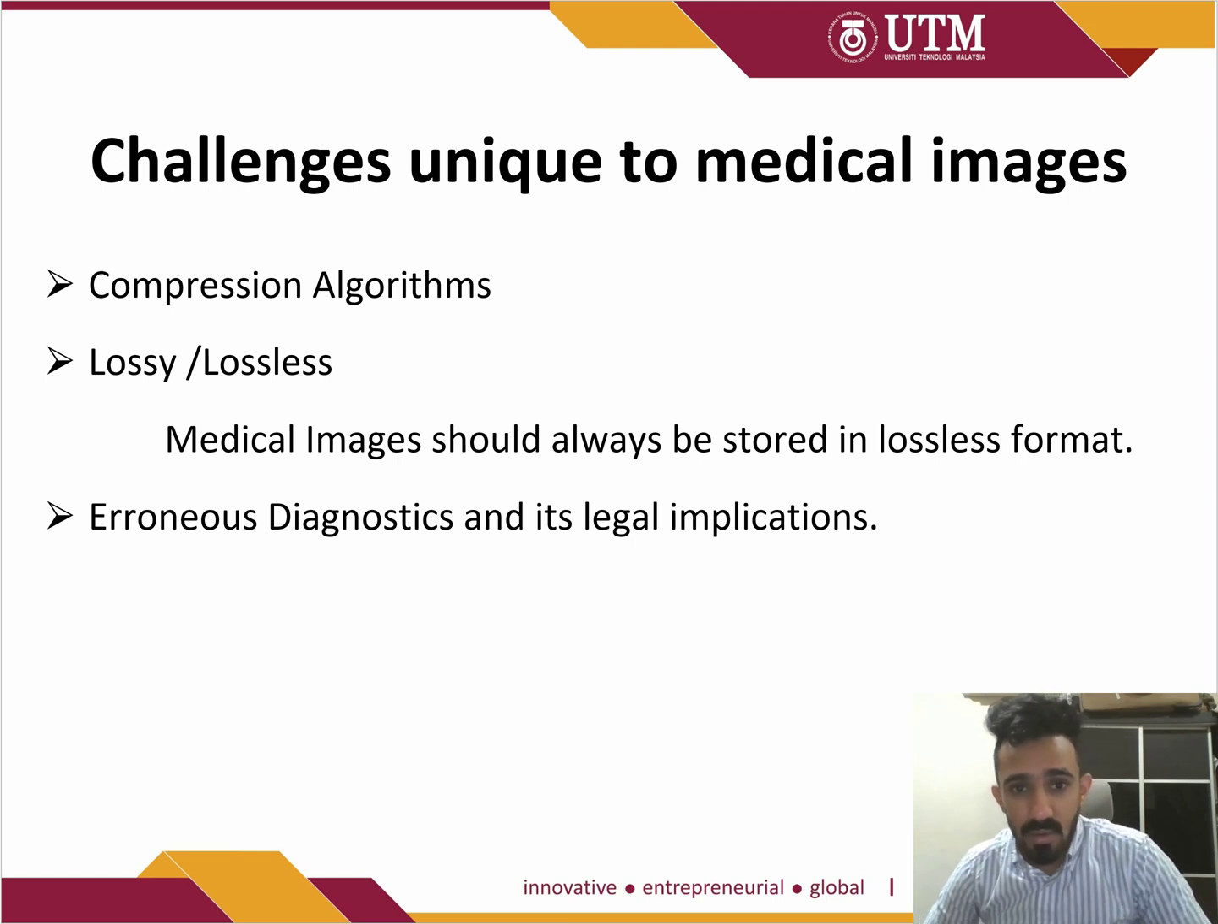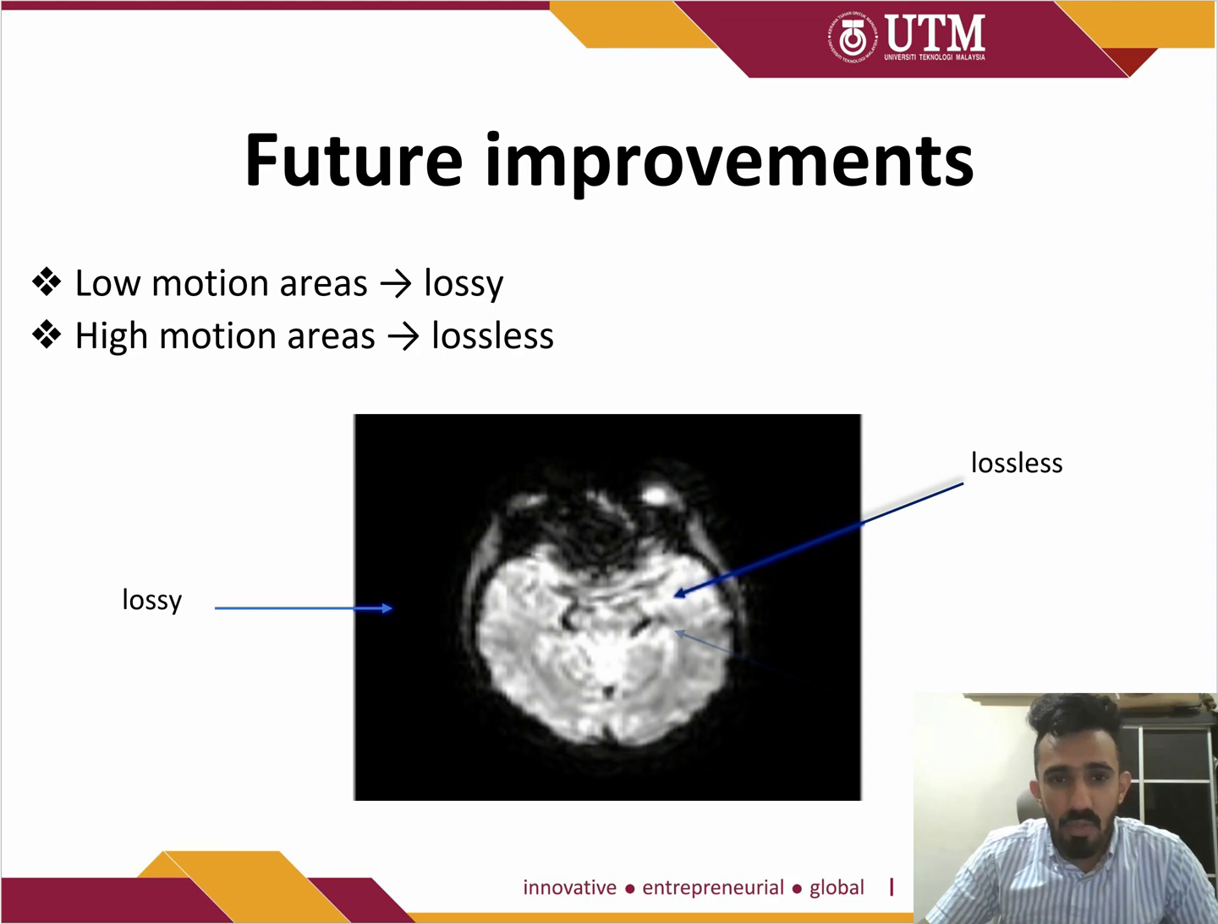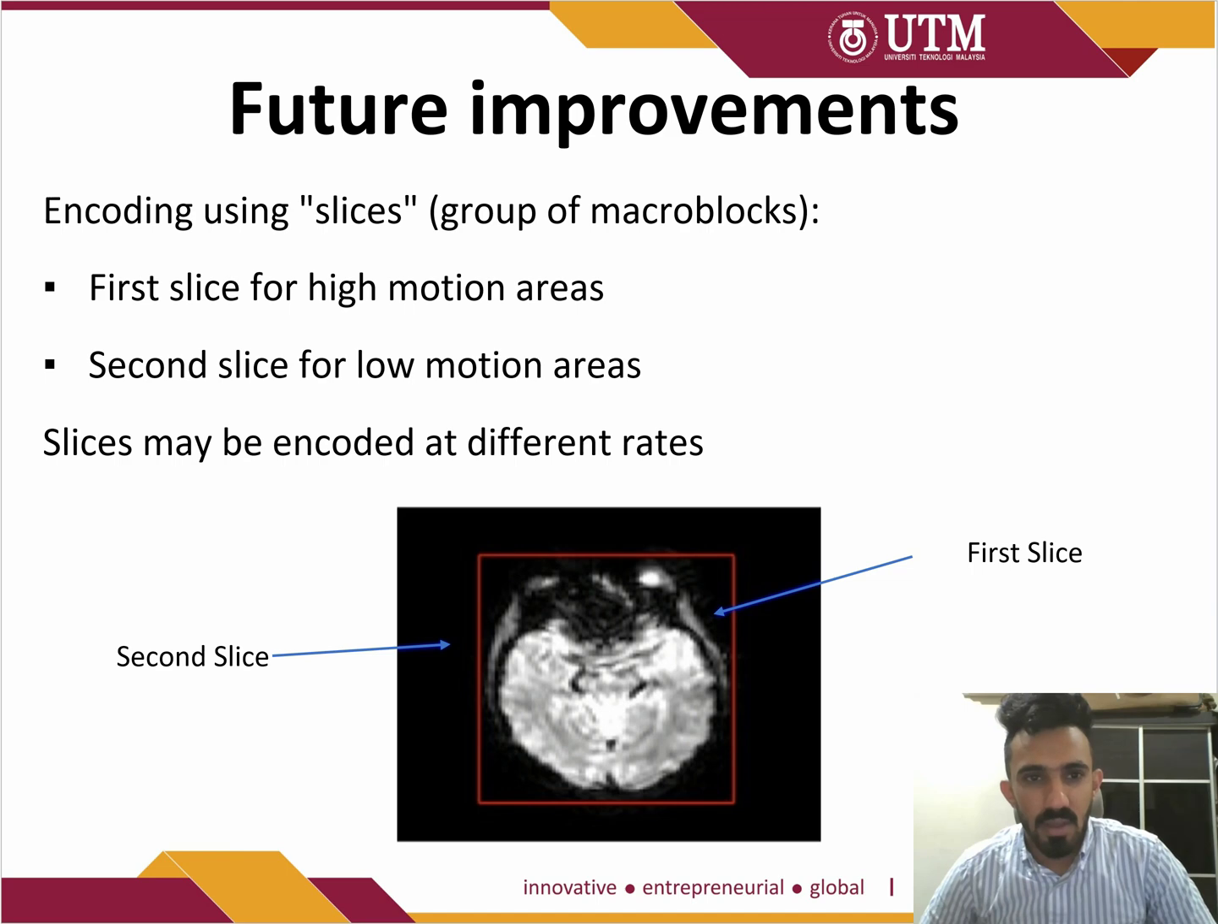Lossy compression raises diagnostic and legal implications. In the slides we show the difference between lossy and lossless. For the lossy we use the low motion area, and for the lossless we use the high motion area. While using slices, there is some encoding used as a group of macroblocks. The first slice is for the high motion area and the second slice is for the low motion area. Slices may be encoded at different rates, as shown in the picture below.